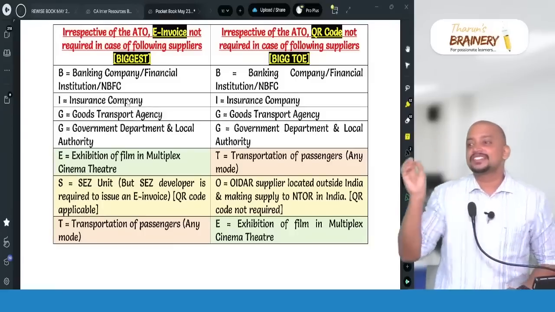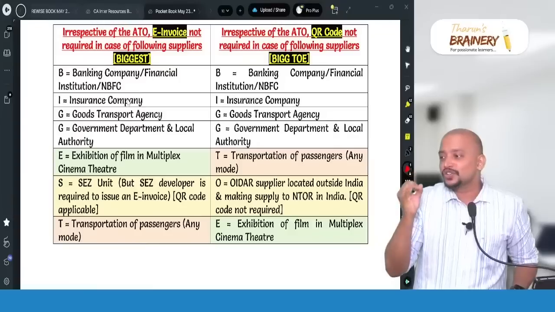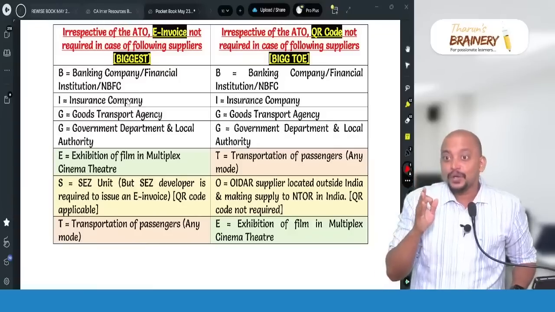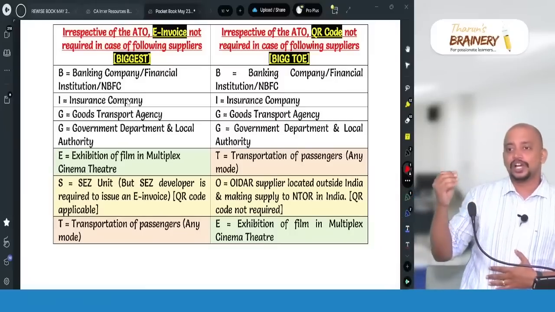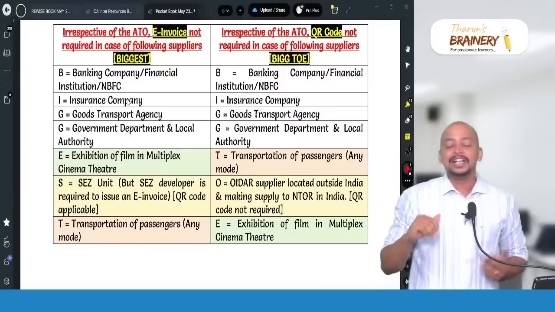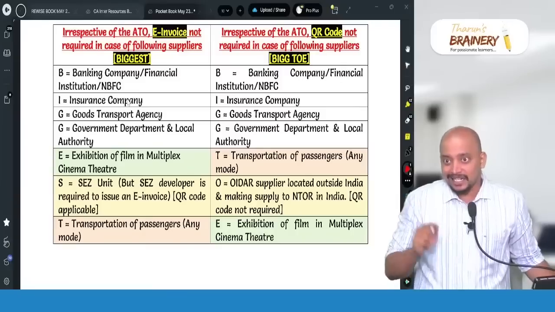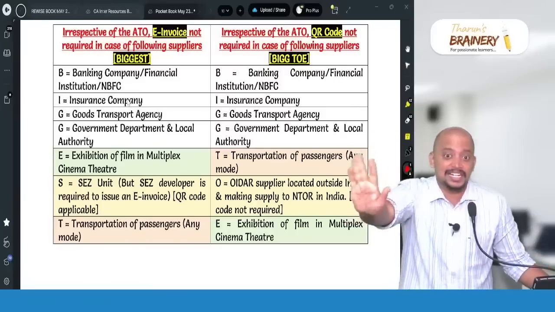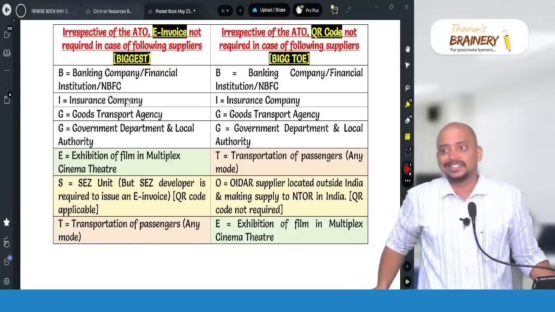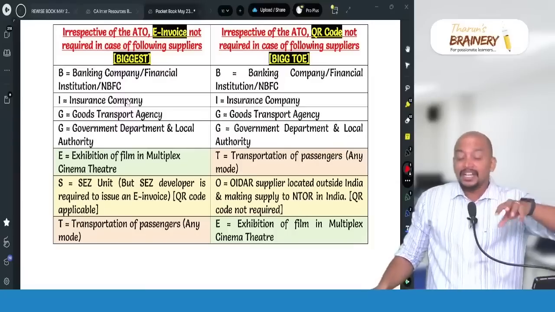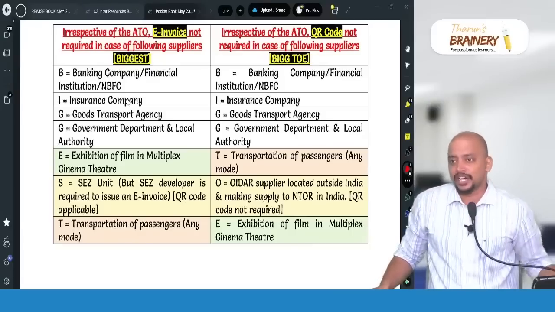So, e-invoice is not applicable in case of BIGGEST. B for banking company. I for insurance company, and G for goods transport agency. Another G is government company or government or local authority. Then E, exhibition of film in a multiplex theater. S, SEZ unit, not SEZ developer, SEZ unit. And T, transportation of passengers by any mode. So for these people, even though their aggregate turnover exceeds 10 crores, e-invoice is not required to be issued.